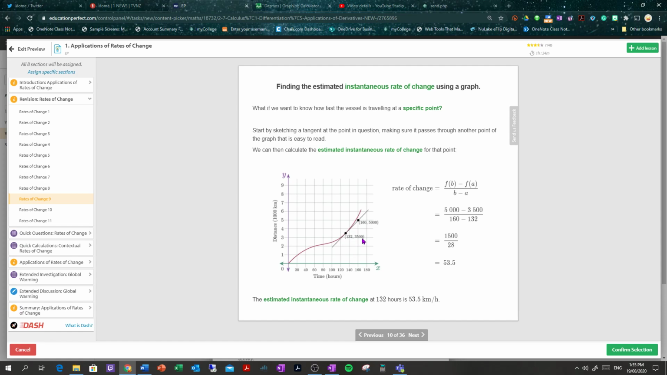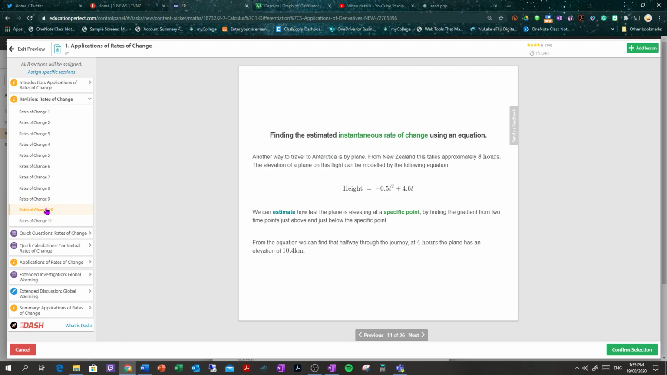So all we do is work out the gradient of that tangent that is hitting the point 132 and 3500. We need another point to get the gradient, or we can get our calculators to do it. The gradient of that tangent is 53.5. So at 132 hours, at that instantaneous moment in time, that vessel is traveling at 53.5 kilometers an hour. And that's by doing a tangent. That's what we were doing earlier.